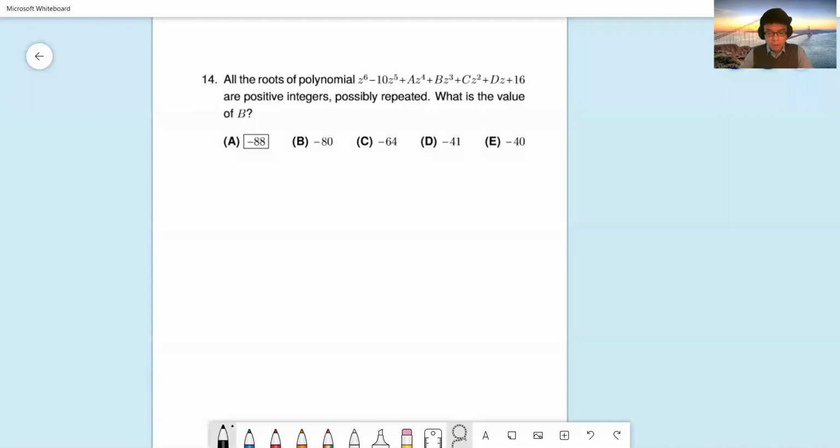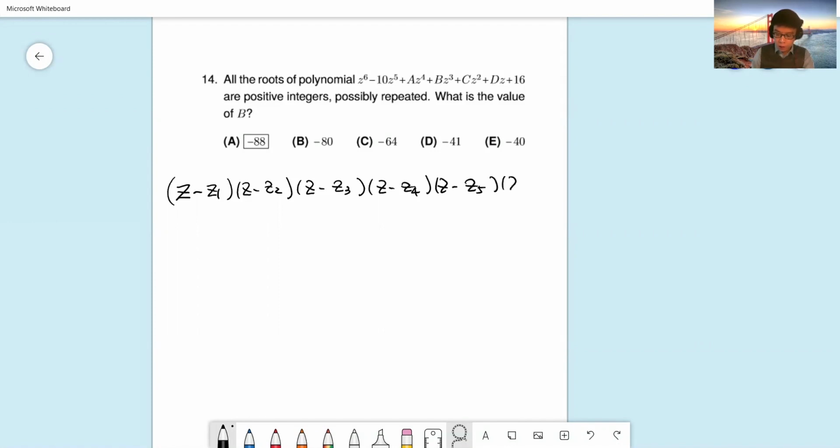Question 14, we have a polynomial of degree 6. All roots are positive integers, possibly repeated. What's the value of B, the coefficient of the cubic term? Now, a degree 6 polynomial has 6 roots, and here they are all positive integers. So we can write the polynomial as factored into z minus z1, z minus z2, z minus z3, z minus z4, z minus z5, z minus z6. Basically we use Vieta's formulas.